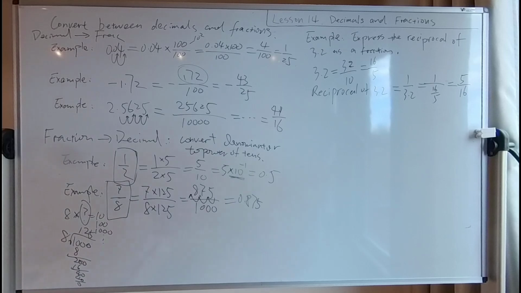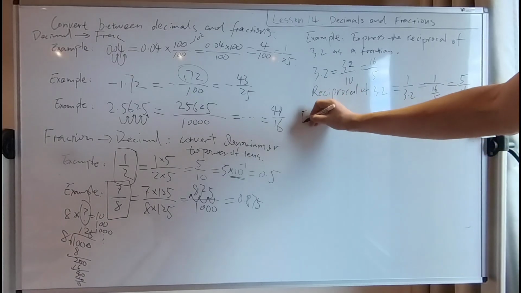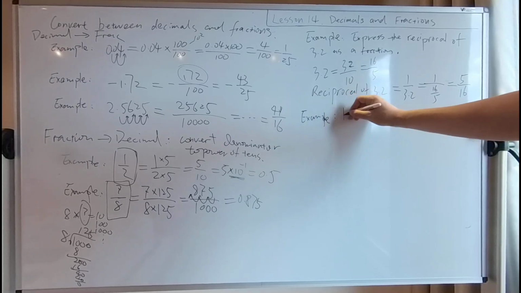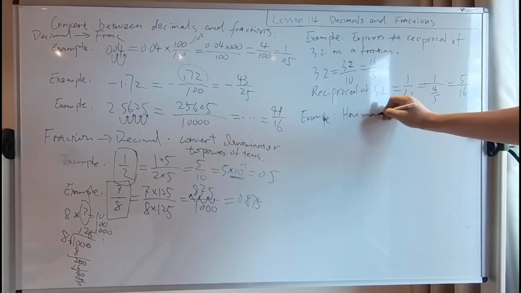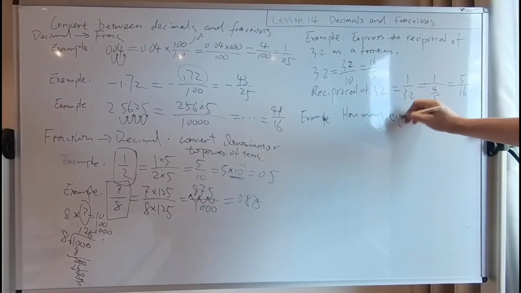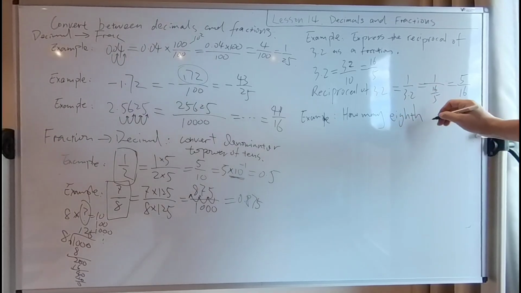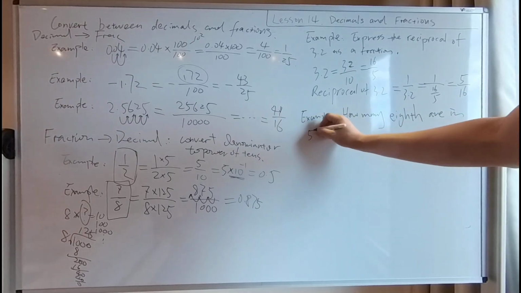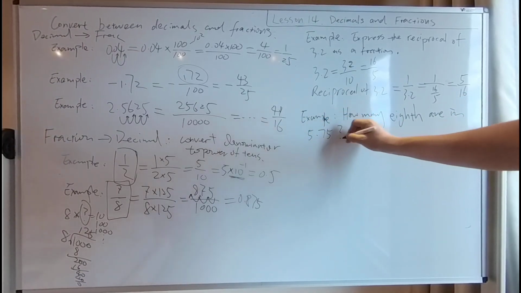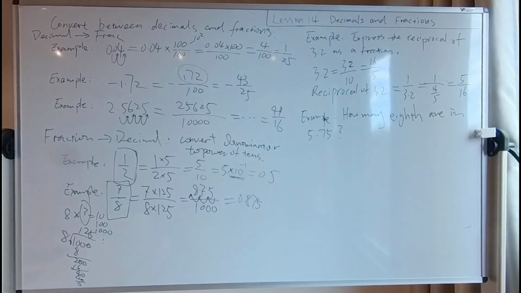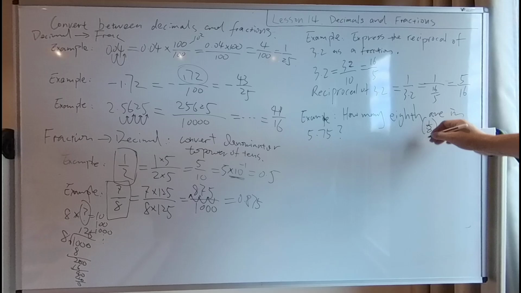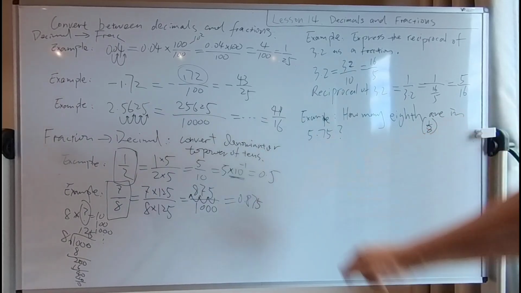Okay. Let's see one more example. How many 8ths are there in the number 5.75? So first of all, what is an 8th? An 8th is 1 over 8. So how many 1 over 8 are in this number?